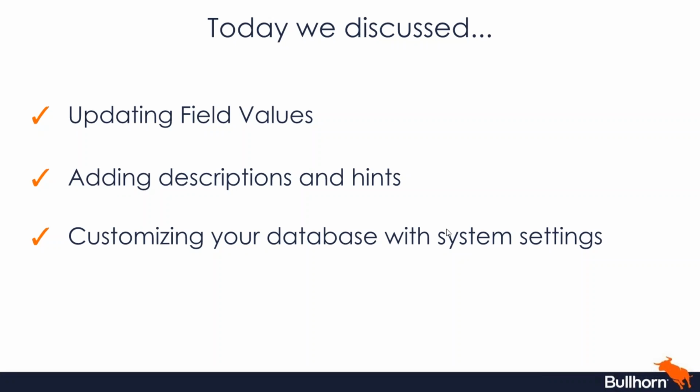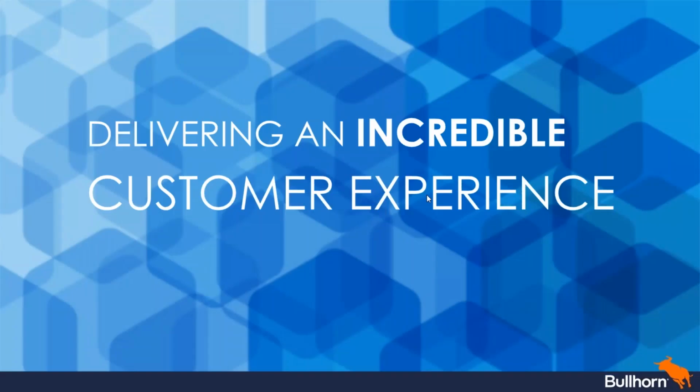So as a reminder, what did we talk about today? We discussed updating field values. We talked about adding descriptions and hints and customizing your database with a few examples of system settings. I really hope you found today's information helpful. Defaults, automation, clear field values, these all will increase speed and efficiency for your day-to-day use in Bullhorn. So take some time, gather input from your team, and then get to work on creating the best Bullhorn for you.